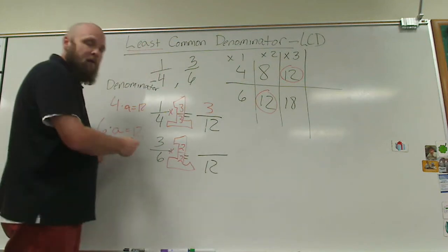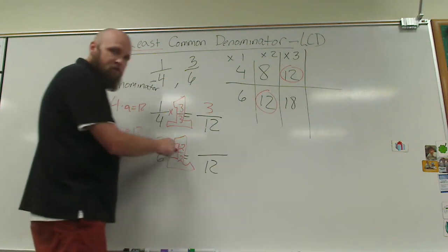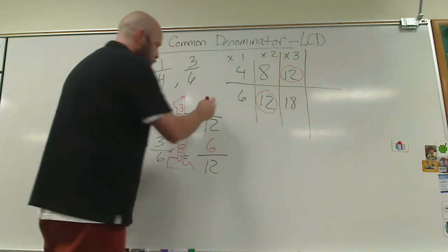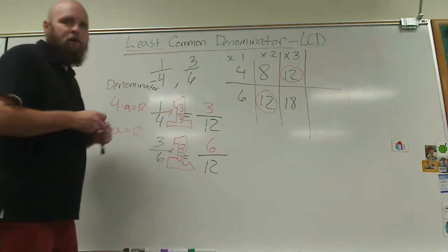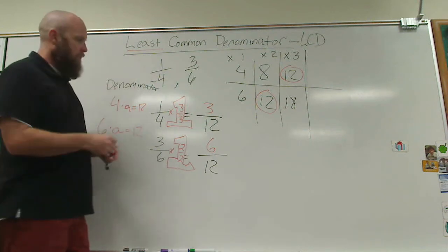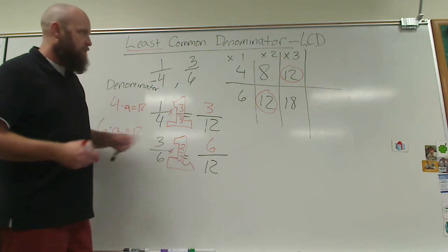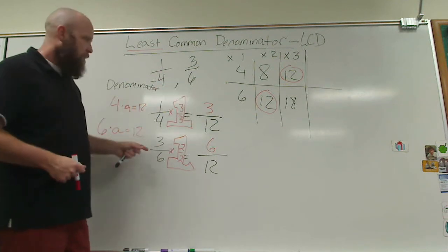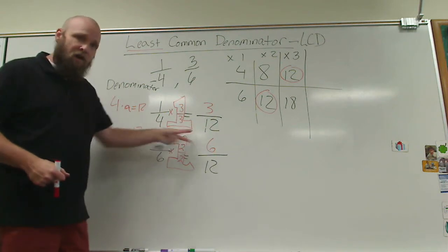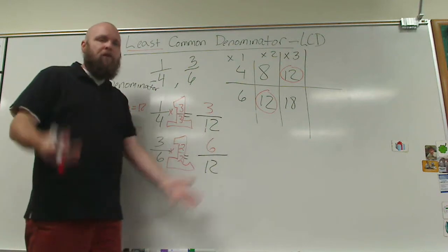And then we multiply straight across. When you multiply fractions, you multiply straight across. 3 times 2 is 6. So now we have 3/12 and 6/12. So if I had to say which one of these two fractions is bigger, I could say that the one that is equal to 6/12 is bigger, and that's 3/6. So 3/6 is bigger. Okay, if I wanted to add them together, I could add them together because they have the same denominator. So once you have the same denominator, you can compare the fractions.